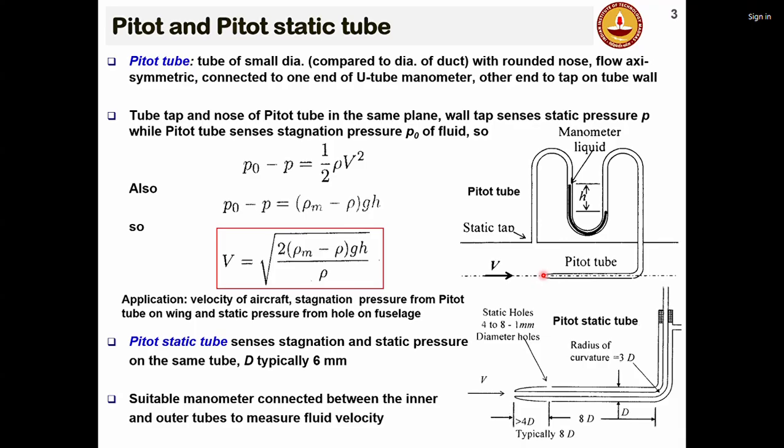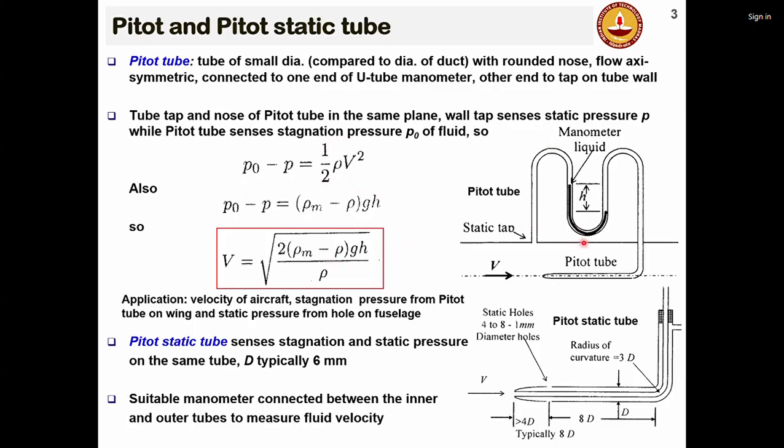So the stagnation pressure is basically the sum of static pressure plus the dynamic pressure. As you can see here, P naught indicates the stagnation pressure, which is equal to the static pressure plus the dynamic pressure, which is half into rho into V square. So this is basically how you can relate stagnation pressure to static pressure by adding static to dynamic pressure.